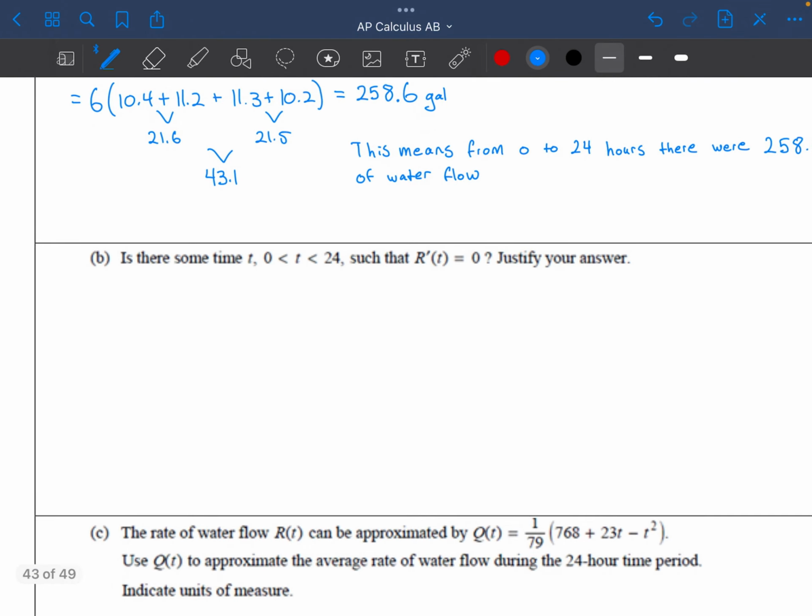Part B. Is there some time where r prime of t is equal to 0? Justify. All right, so you need to go through your catalog of where do I have something that guarantees r primes. And the first thing that I think of is mean value theorem guarantees slopes, and r prime is a slope. So I must be using mean value theorem here, and indeed you are. I'm going to show you the long path, and I'll talk about the shortcut.